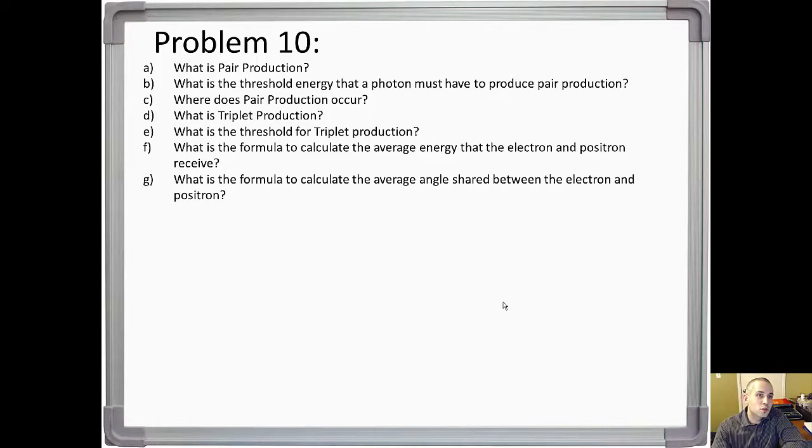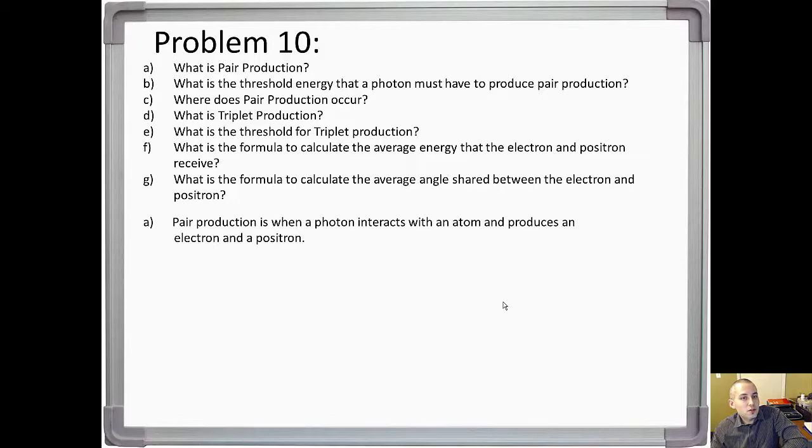So moving on to problem 10. Some more review questions. What is pair production? Pair production is when a photon interacts with an atom and produces an electron-positron pair. What's the threshold for pair production? 1.022 MeV.